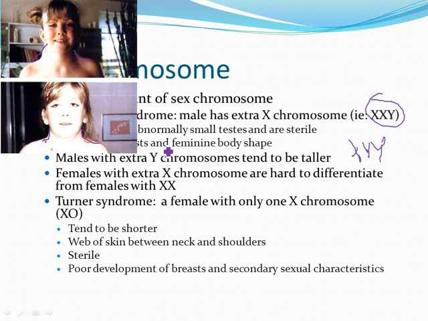They also have poor development of breasts and secondary sexual characteristics, so they tend to look more young. Even though they age, they tend to look young. They don't develop those things, so they look as if they didn't go through puberty.